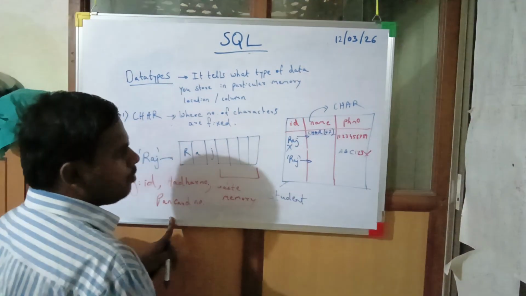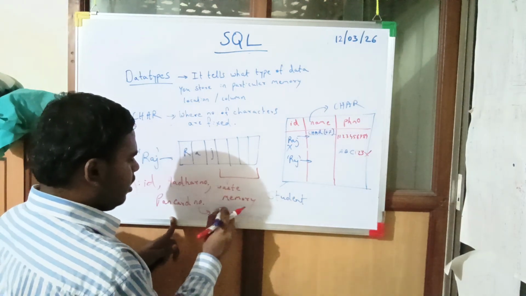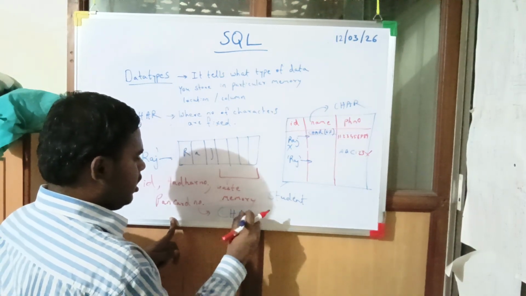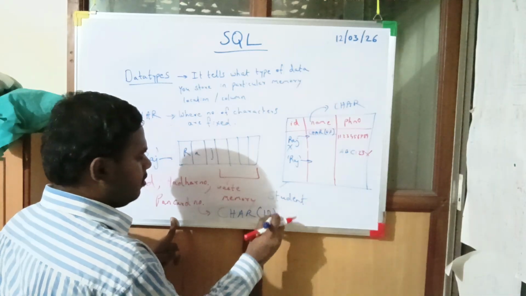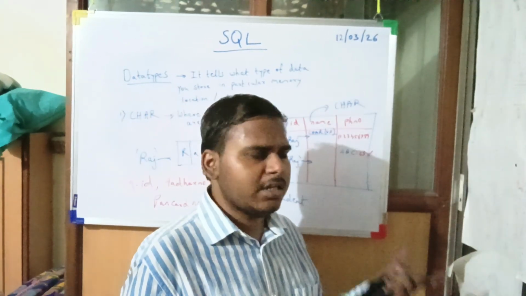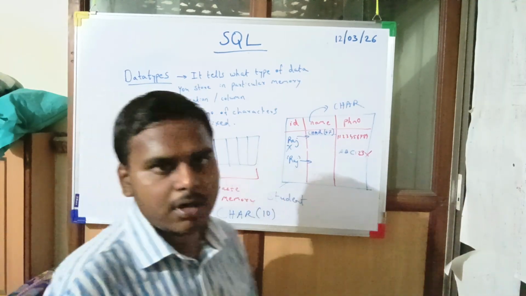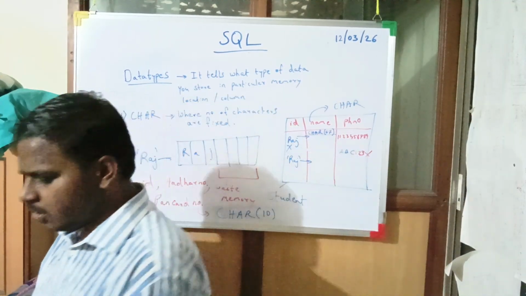Suppose I have a PAN card number column. So how will you mention the data type? You will mention the data type as char, and the maximum size you will mention 10, because the number of digits in a PAN card number is 10 only. So you will enter 10 digits. For this the char data type is very beneficial. Okay, that's about the character data type.